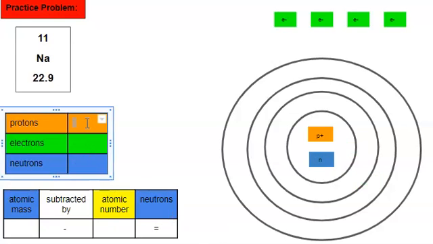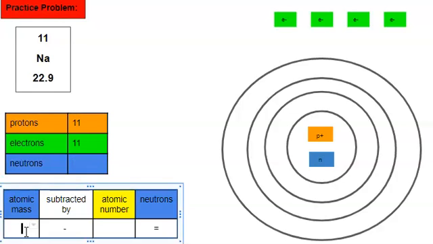Sodium. Notice that even though this is sodium, its Latin name starts with an N, so that's why we have Na. And the atomic number shows us that there are 11 protons, 11 electrons. Our mass is 22.9, which rounds to 23, subtracted by 11, and that gives us 12 neutrons. So put that in our nucleus. We have 11.